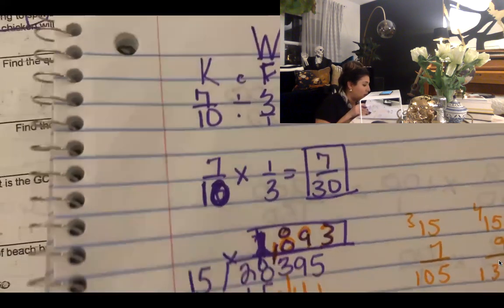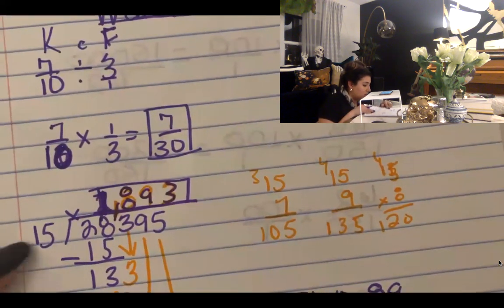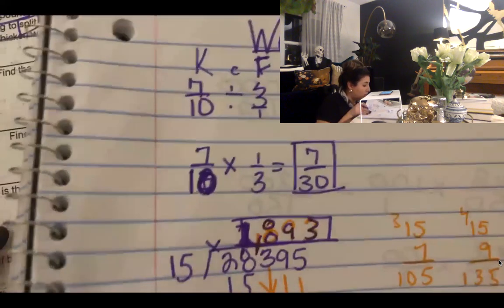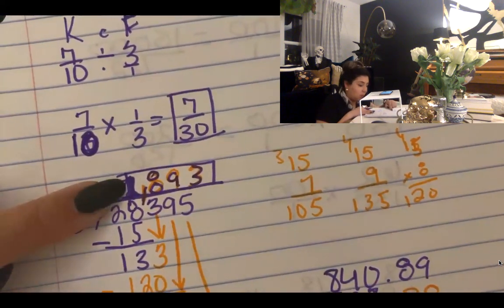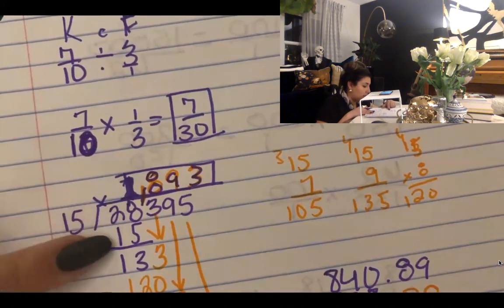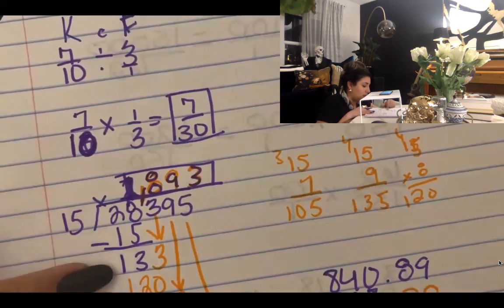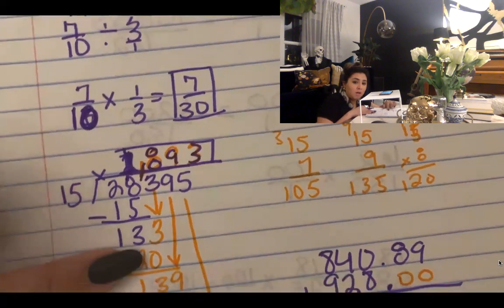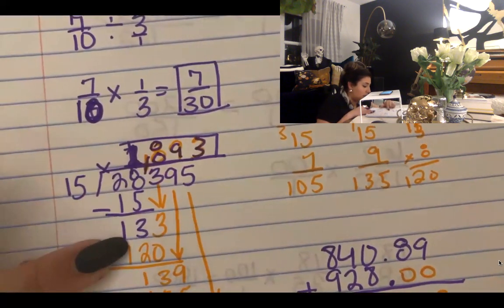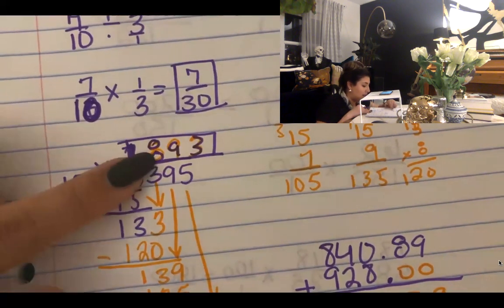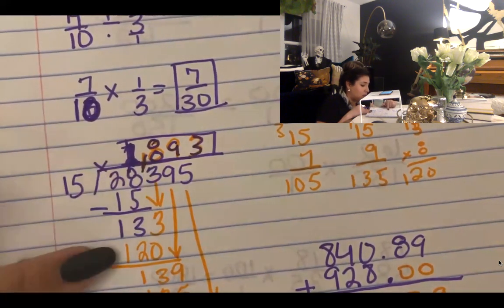Ooh, we're going to find the quotient. So 15 goes into 28,395. 15 goes into 28 one time. Yes, that's a 1. 1 times 15 is 15. My difference is 13. And then I'm just dropping down numbers here. Drop down 3. So now 15 goes into 133 8 times. 8 times 15 gives me 120.